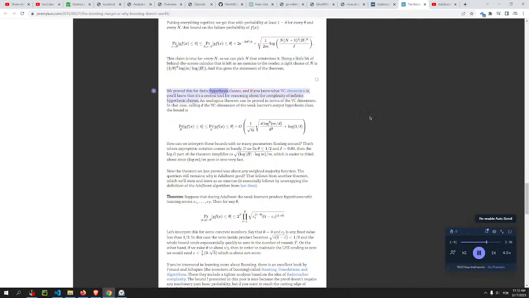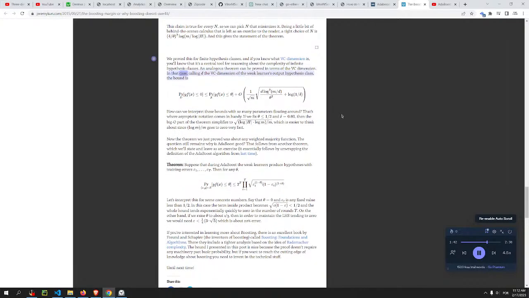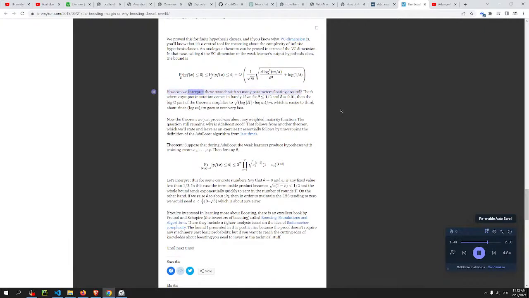We proved this for finite hypothesis classes, and if you know what VC dimension is, you'll know that it's a central tool for reasoning about the complexity of infinite hypothesis classes. An analogous theorem can be proved in terms of the VC dimension. In that case, calling D the VC dimension of the weak learners, how can we interpret these bounds with so many parameters floating around? That's where asymptotic notation comes in handy.